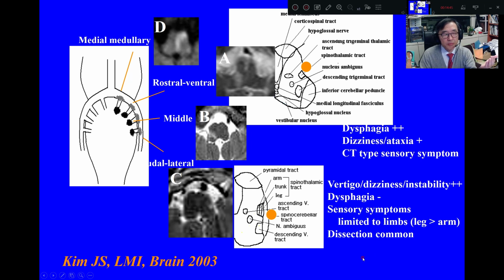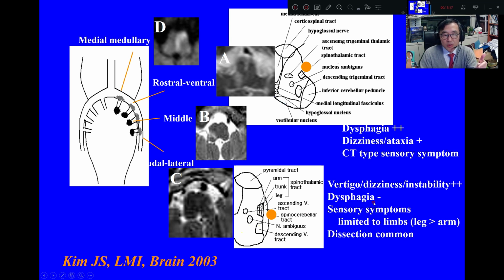There are big differences between caudal medullary infarction and rostral medullary infarction. In caudal medullary infarction, the infarction lesion is very small and superficial. Nevertheless, it can involve a large portion of the spinocerebellar tract located in the most lateral part of the caudal medulla, and also the vestibular area here. So the patients suffer from severe dizziness and gait instability. Usually they cannot walk. They even have difficulty in sitting.